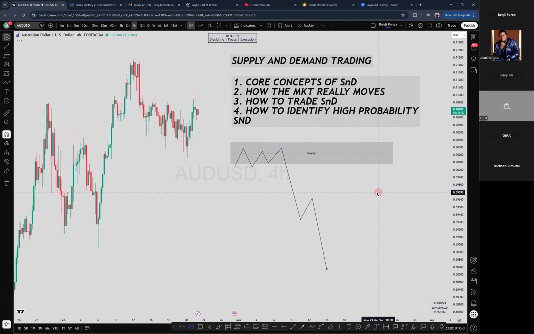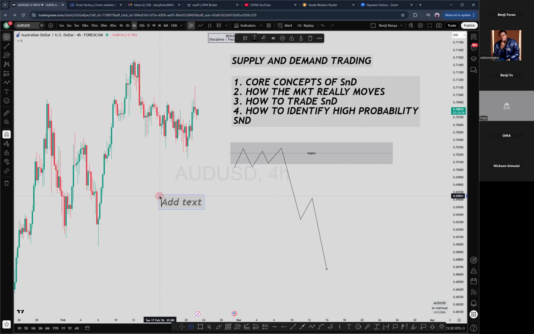So a supply zone is an area characterized by having lots of strong sellers, okay? So this is an area where we're having sellers, okay? So these are the core concepts of supply and demand. And we usually have what we call characteristics of valid supply and demand areas. And I would love you guys, if you're writing down, please make sure that you write this one down, okay? Supply and demand, core concepts of it.